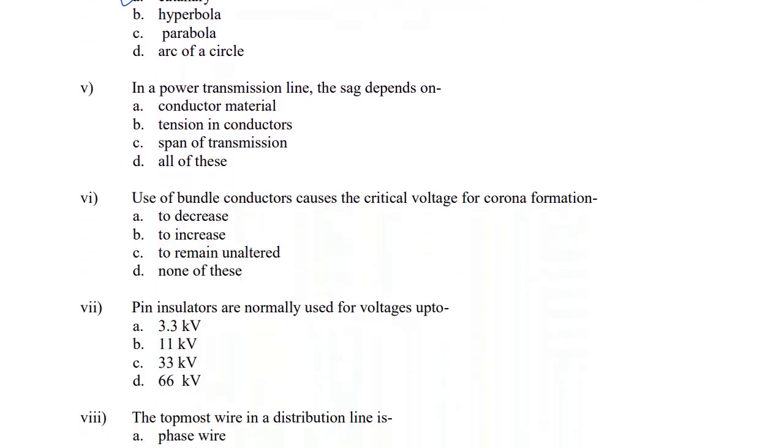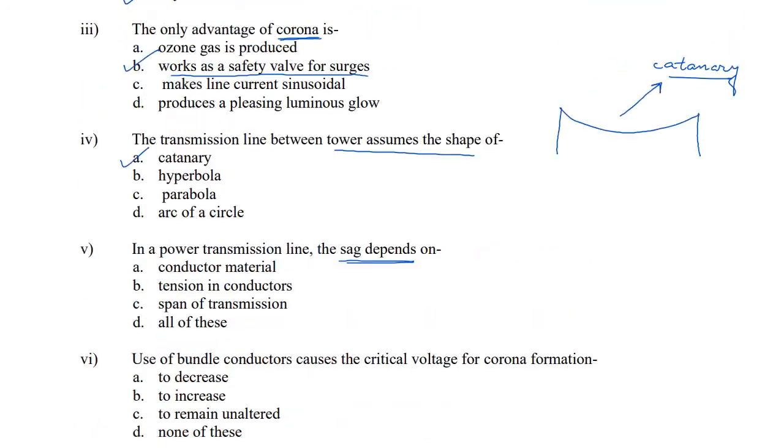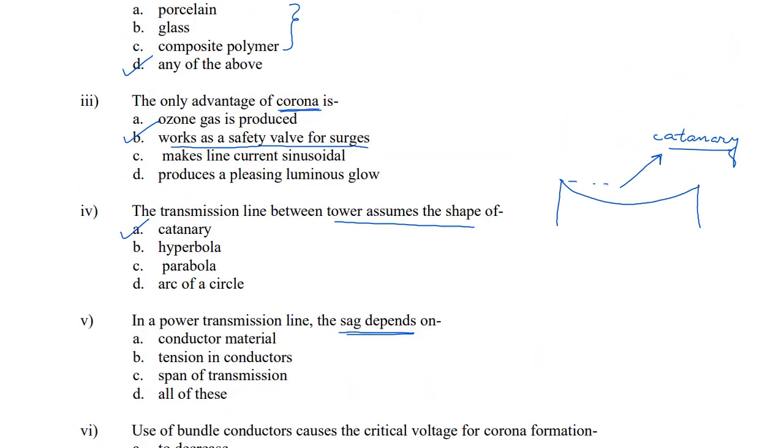Next, in a power transmission line, the sag depends upon... Sag is nothing but when the transmission lines are erected, they are not straight. After the erection of the transmission line, this amount of dip is there from the horizontal section. This is basically called the sag. Now on what is this sag dependent? Conductor material, definitely. Tension, this is also true. And the span of the transmission line, means this distance. So on all of these, the sag depends.